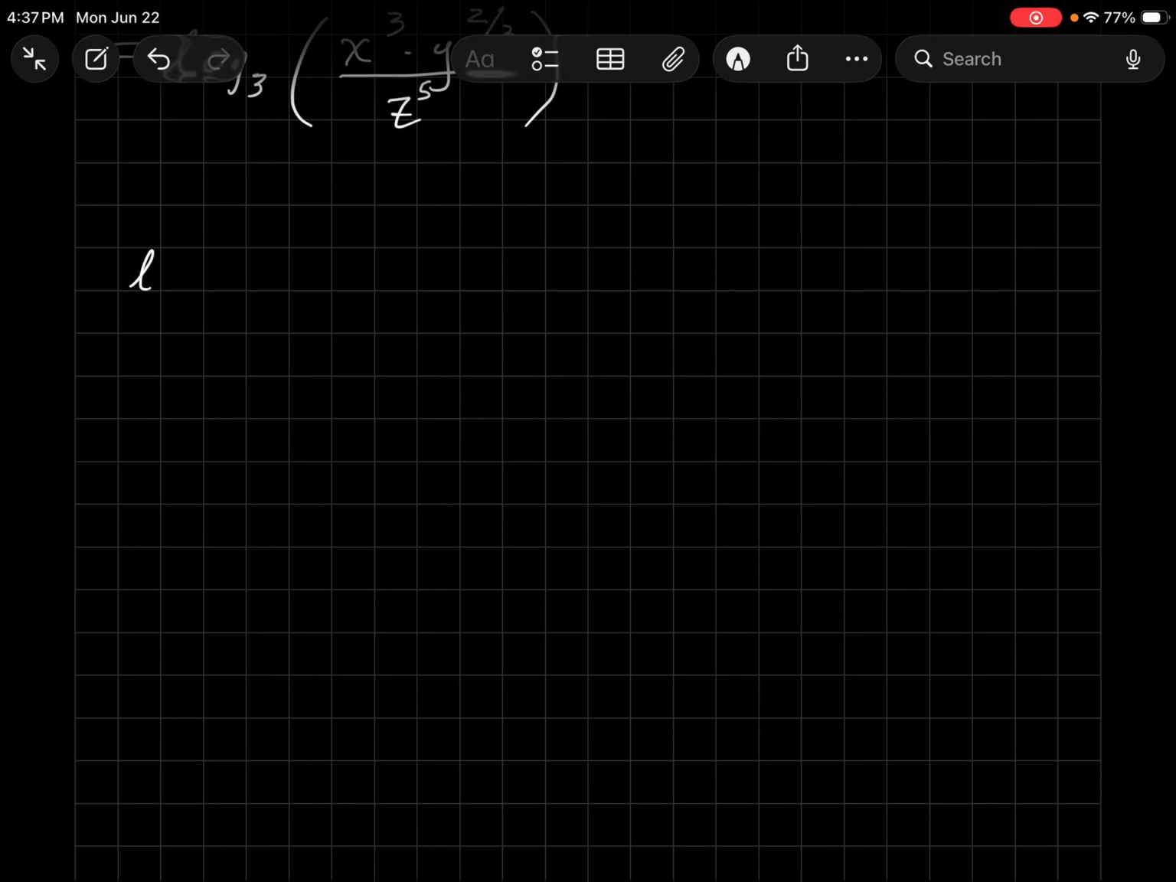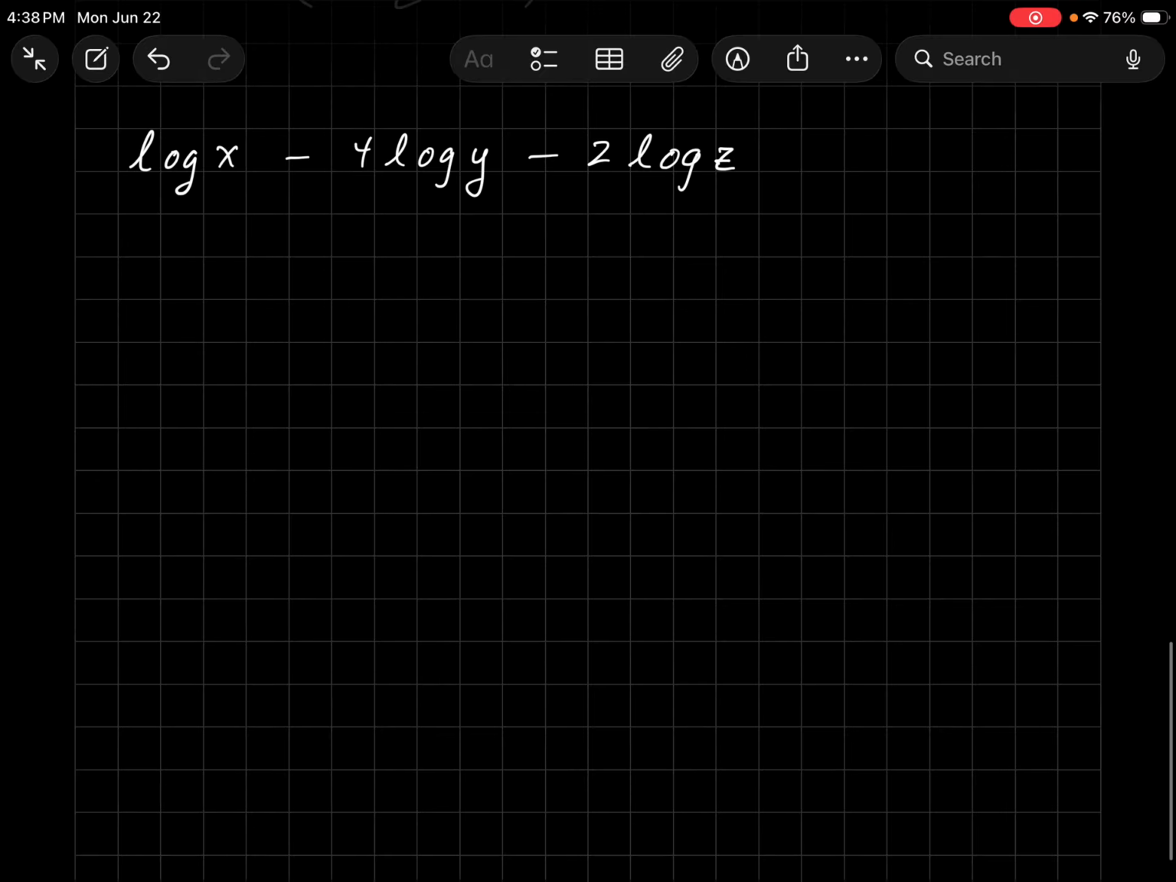How about this one? What if we do the log of x minus 4 log of y minus 2 log of z. Can we make this into one logarithm? Well, do we have the same base? Recall that when no base is indicated, we just have log, it's log base 10. So we do have the same base, and we can put this together in the following way.